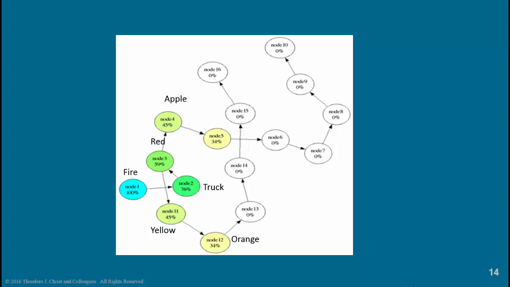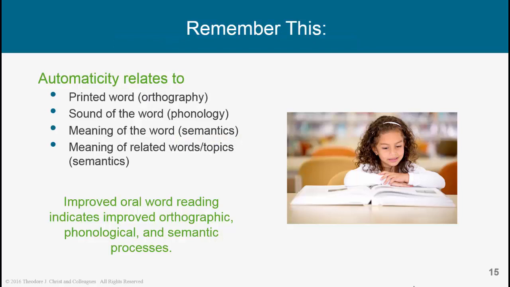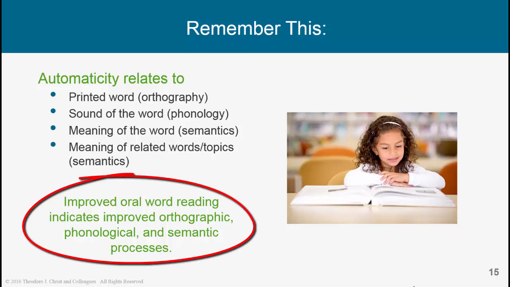We get faster at word reading because this kind of activation is taking place, and all of this is observed when you're listening to students read aloud, when they're doing their CBM reading activities. So automaticity relates to the printed word, but it also relates to the sound the word makes and the meaning of the word. Then we connect the meaning of multiple words so we're able to store that information as chunks of information and optimize our cognitive capacity, so we're reading chunks of meaning when we're reading a text. And all of this is important to be discussing because we're moving towards understanding that oral word reading is used to evaluate whether or not automaticity has been established. Improved oral word reading indicates improved orthographic, phonological, and meaning or semantic-based processes. And these help us determine if automaticity has been established.